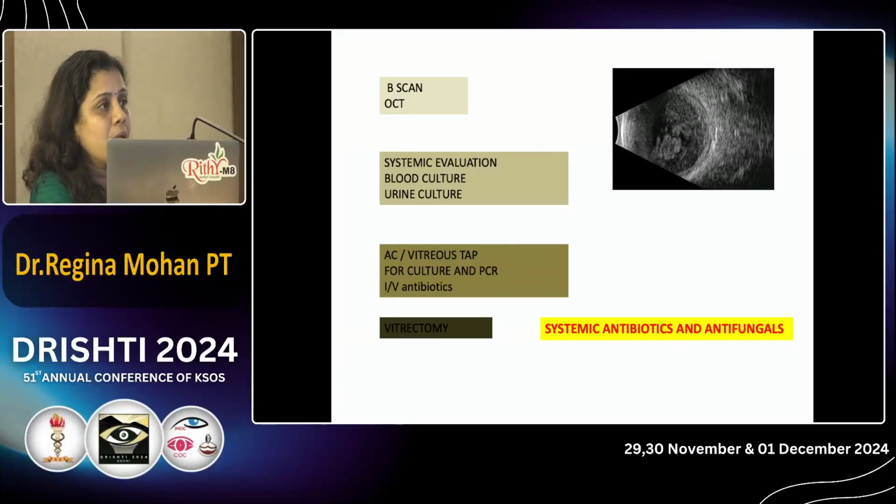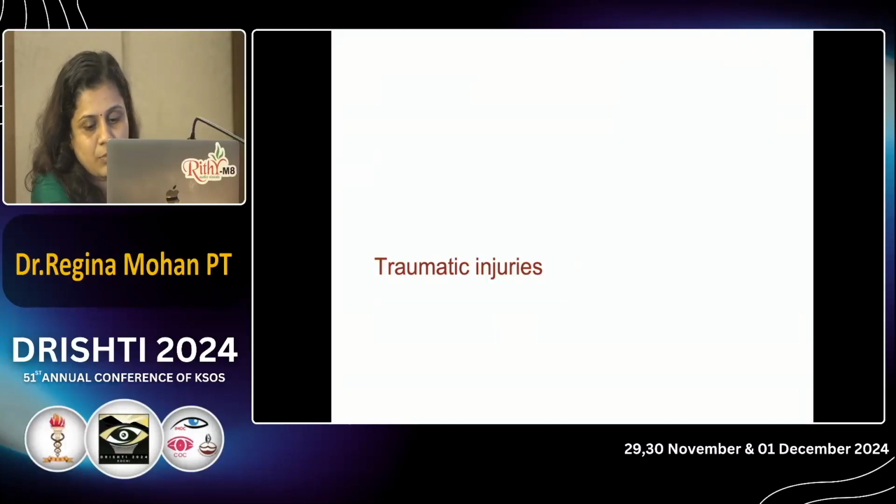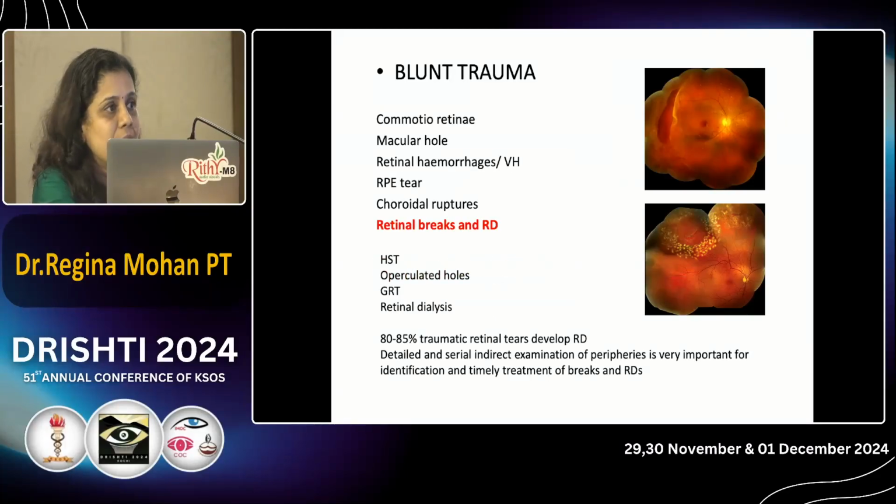Even though the main treatment is for the systemic infection, whenever the intravitreal exudates are going high, you can opt for vitrectomy. And the last one, always in emergency, trauma. So in blunt trauma, we know there are a lot of retinal changes, but one thing you should never miss is a peripheral retinal break and small RDs, because 80 to 85% of the peripheral breaks in a post-traumatic case can develop into RD.